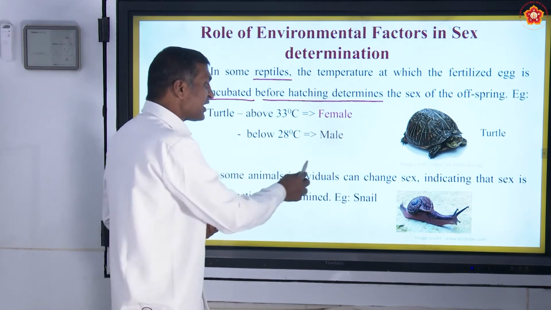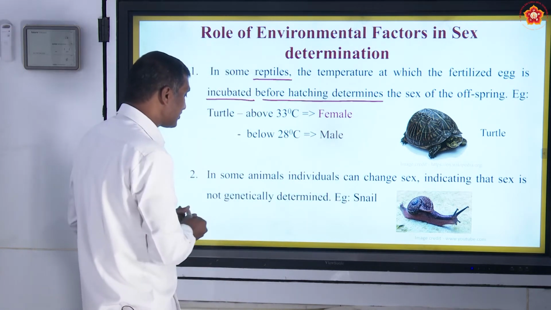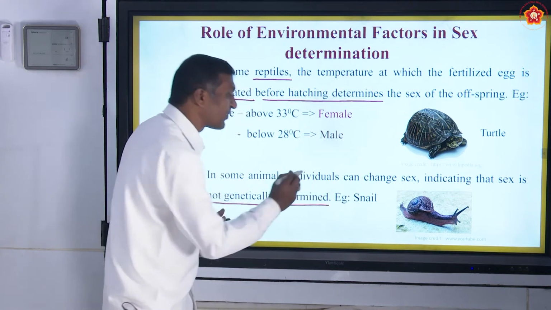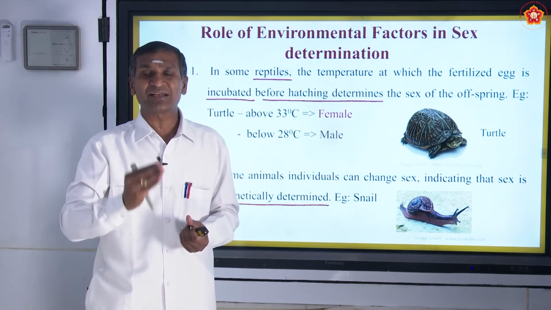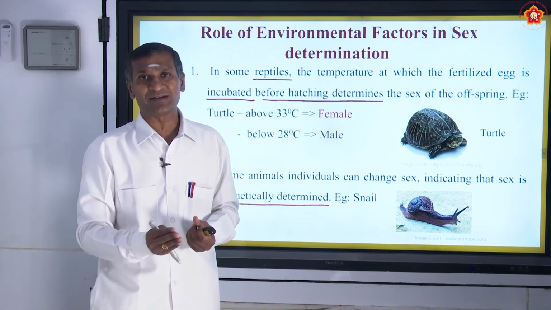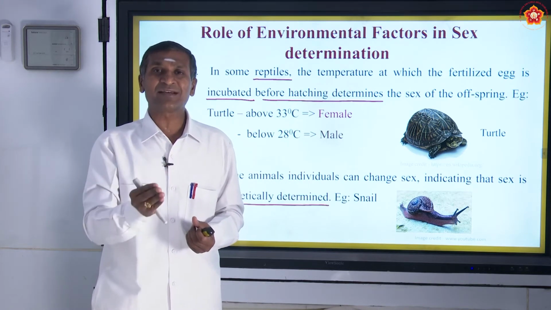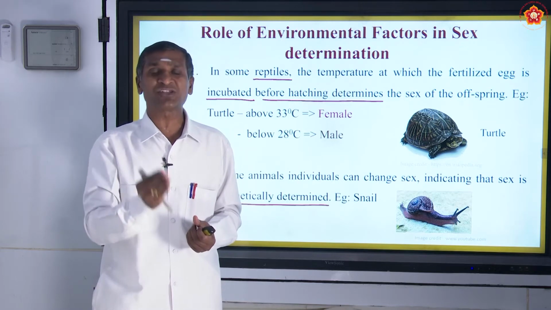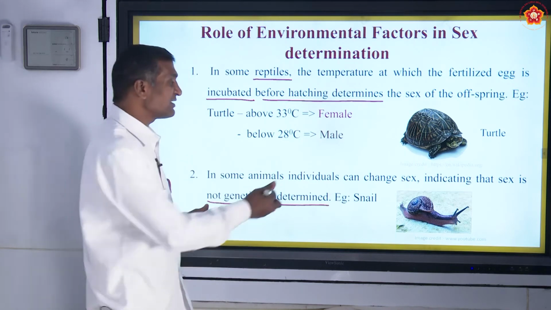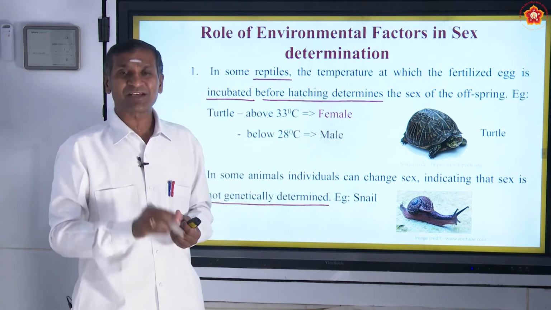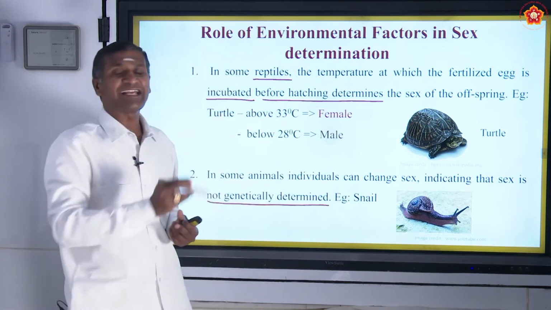In some animals, individuals can change sex, indicating that sex is not genetically determined. In a few organisms, till the offspring is born, we can't estimate whether the sex of that child is male or female. Till the birth of the child, we can't tell the sex. So they are saying that sex is not genetically determined.